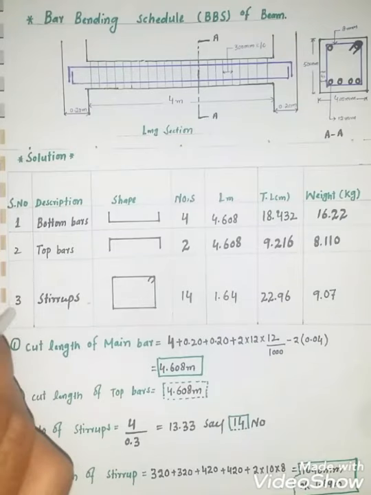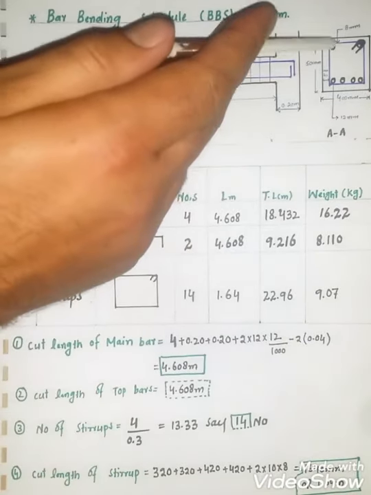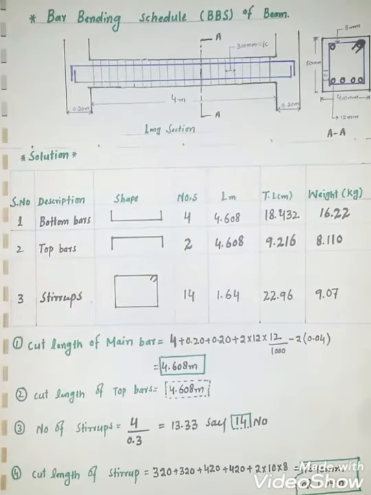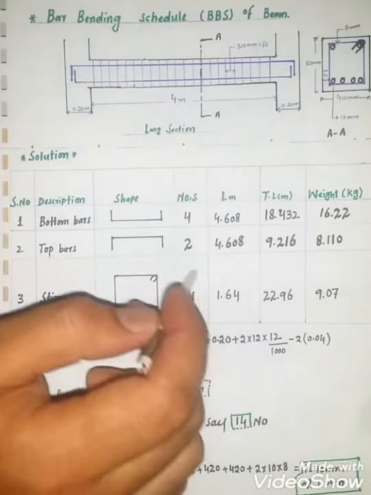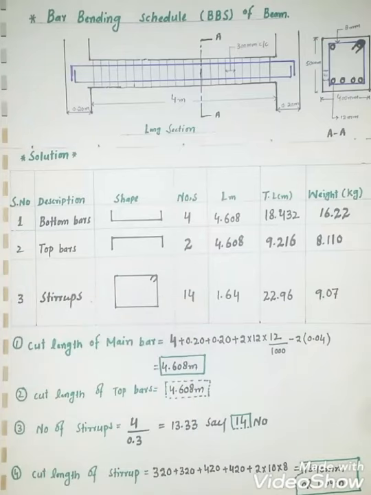After that, I am finding the stirrups. The shape of the stirrup is just like this. This is the shape of the stirrup. The number of stirrups required is 14. How to calculate the number of stirrups? This formula is used for finding the number of stirrups.